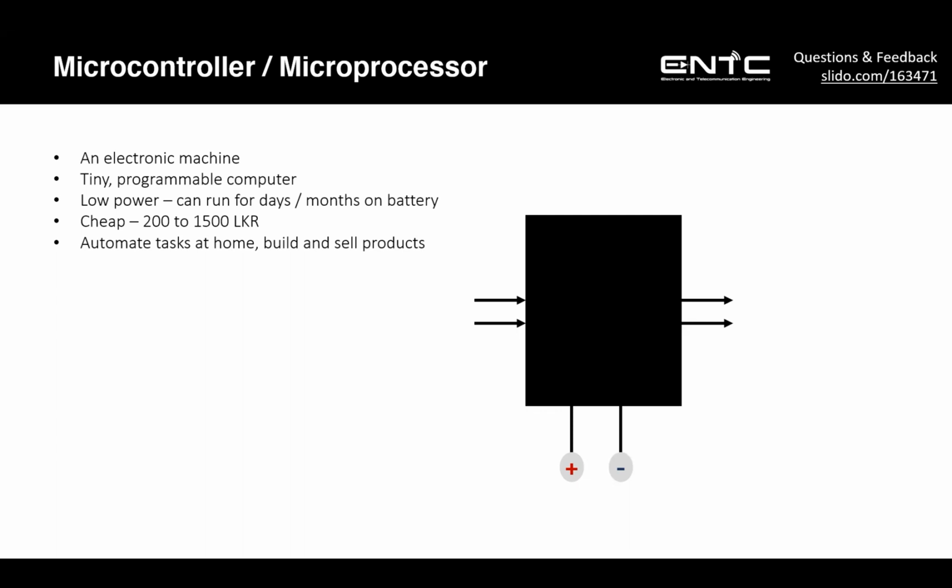It takes very low power. It can run for days or months on a battery. That's the idea. And it's very cheap. You can use it to automate tasks in your home, and by the end of this course you will gain enough knowledge to do these things. You can automate tasks in your home, for example a doorbell or gardening. Or if you can come up with some innovative ideas, you can build them and sell products.